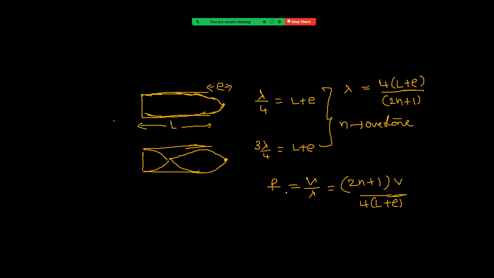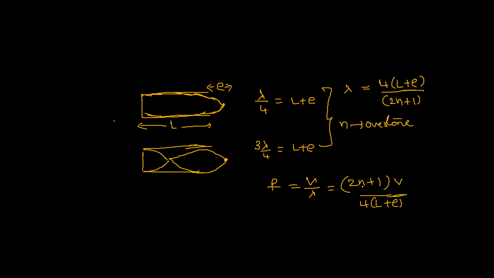That is now the frequency for a closed pipe, where n stands for overtone. So first overtone means n equal to 1. That is known as the third harmonic. n equal to 2, second overtone. That is the fifth harmonic. This is the same as in strings.